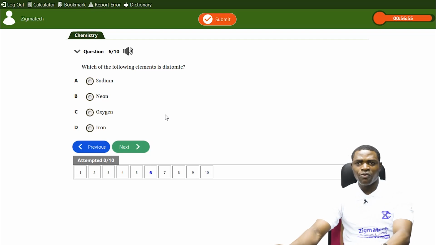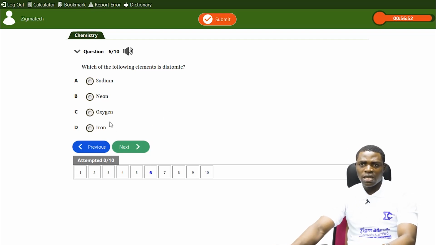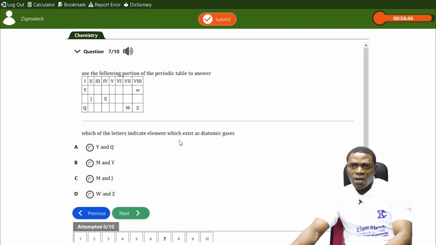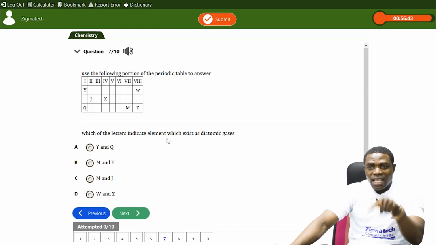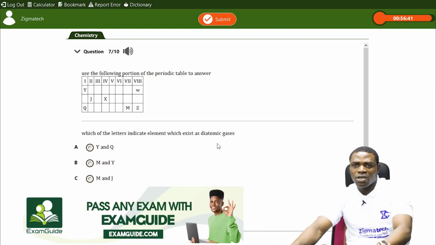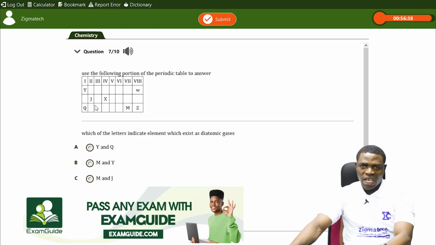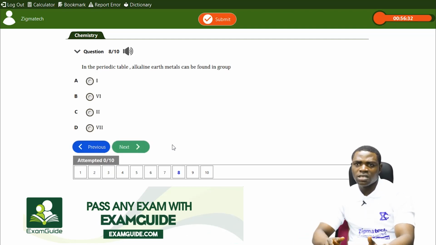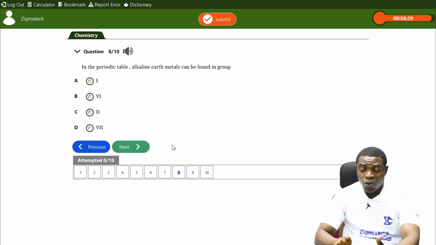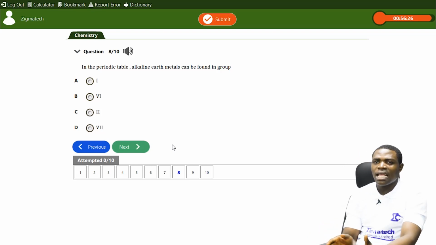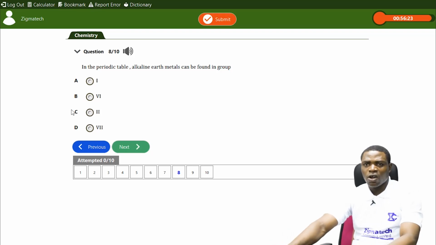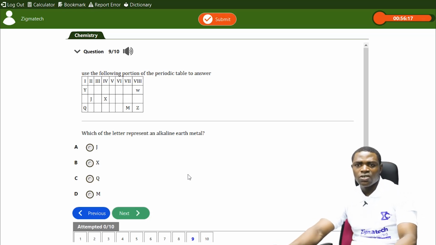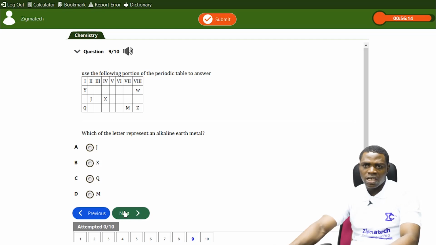Now looking at the next question, which of the following elements is diatomic? Actually, oxygen is diatomic among the options. Looking at this, which of the letters indicates an element which exists as a diatomic gas? We have J. Option J is correct right there. In the periodic table, alkaline earth metals can be found in a group. That was why we need to look at the trend. Alkaline earth metals occupy the second group. So option C is very accurate. Which of the letters represent an alkaline earth metal? Here, J is very accurate.